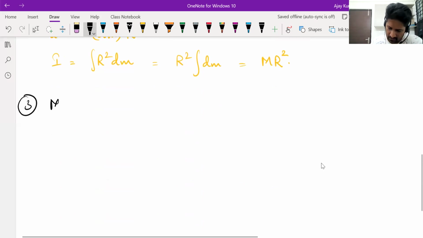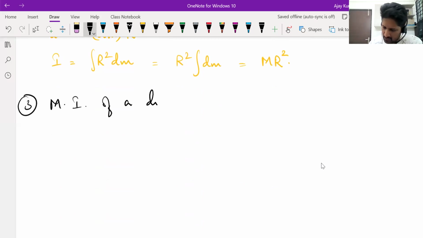Next, moment of inertia of a disk about its own axis.